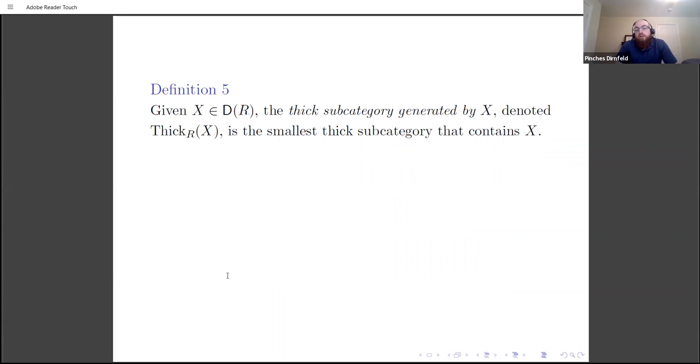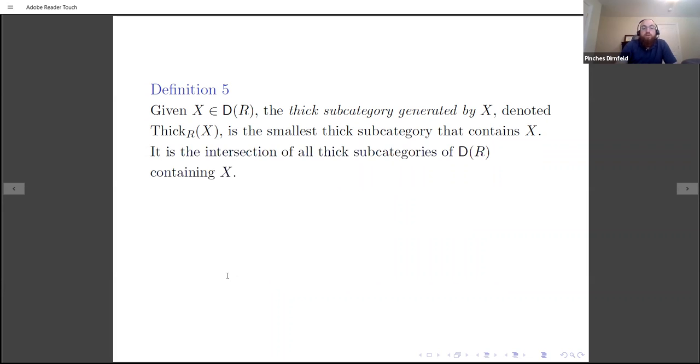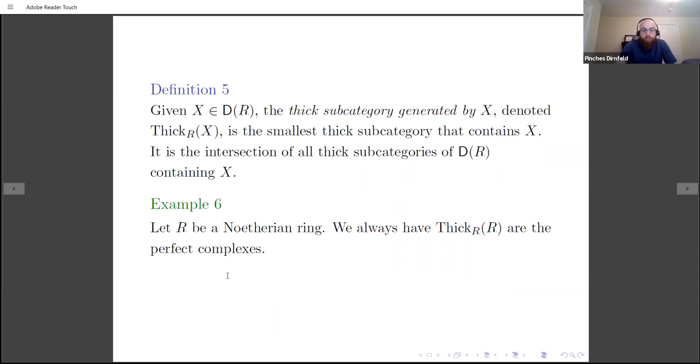Now, given an X in D(R), I can take the thick subcategory generated by X, which we denote thick(X). This is defined to be the smallest thick subcategory of D(R) that contains X, and it can be obtained as the intersection of all thick subcategories containing X. For example, if you have a ring R, then the thick subcategory generated by R itself consists of all the perfect complexes, in other words, all the complexes of finite projective dimension. When we have a local ring, then the thick subcategory generated by k consists of the bounded complexes with finite length homology.